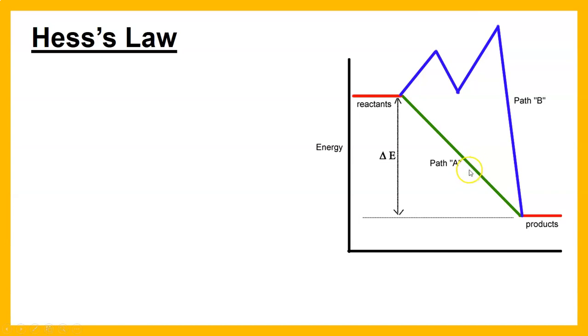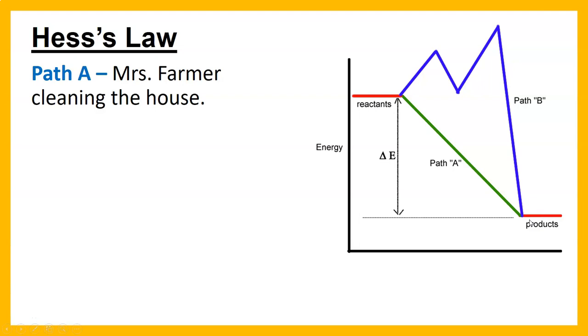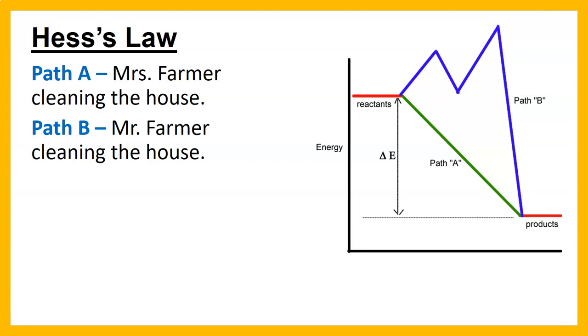So if you look at this diagram, we have a couple pathways here. We have our reactants, we have our products. You can either get to the products on this green line, or you can get to the products using this crazy blue zigzag line. The analogy I like is path A is me, Mrs. Farmer, trying to clean the house. I try to take as few steps as possible. I try to be systematic about it. Compare that to path B, which is Mr. Farmer trying to clean the house. He takes 500 steps and, instead of taking one trip, he takes 50 trips, back and forth and all over the place.